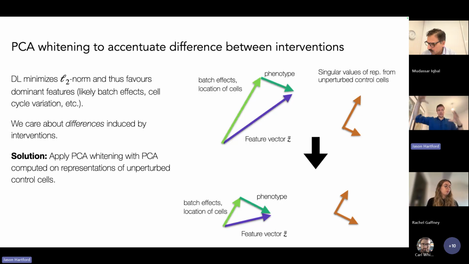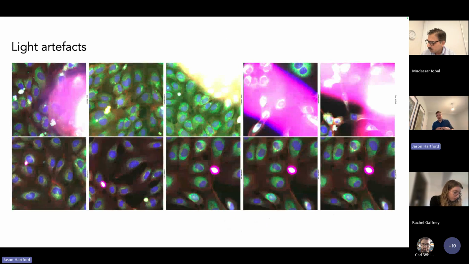That's going to squash down normal variation that happens to control cells, and then when you apply that whitening kernel to the other cells, the perturbed cells, that's going to expand out the variation along those dimensions. Ask me questions if you'd like more detail on that, because I know I went over that quickly, but that's essentially the idea. Okay, so once you've done that, what do you get out?